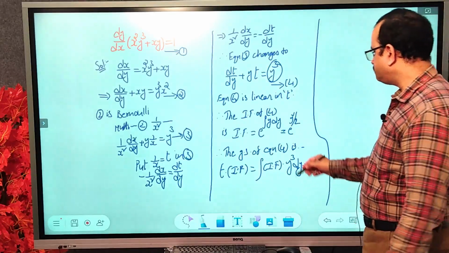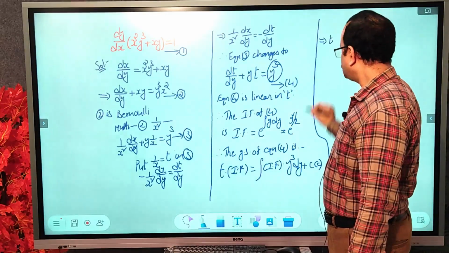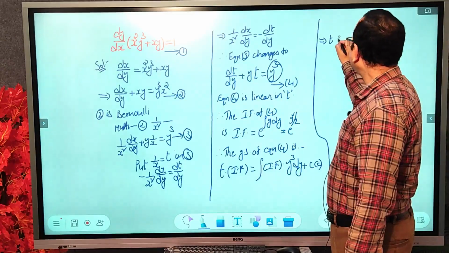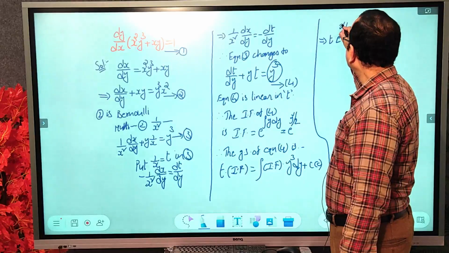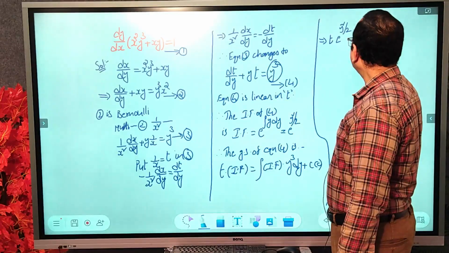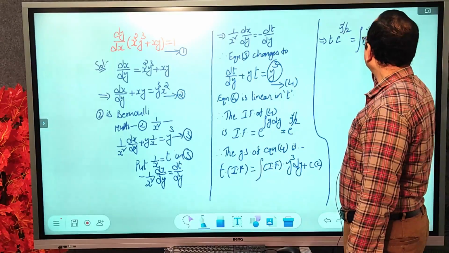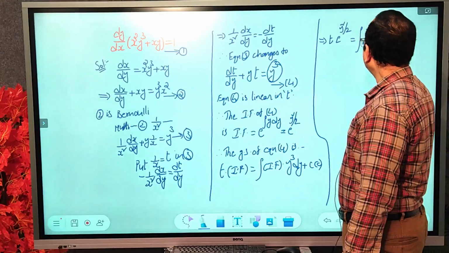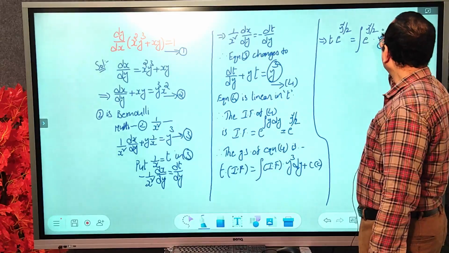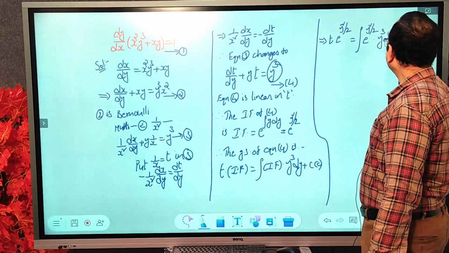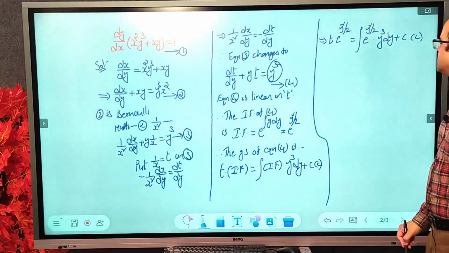Okay, now that implies t into... so what is the integrating factor here? We have e power y square by 2 is equal to integral of, integrating factor e power y square by 2 into y cube dy, plus c. Now we have to evaluate this integral.